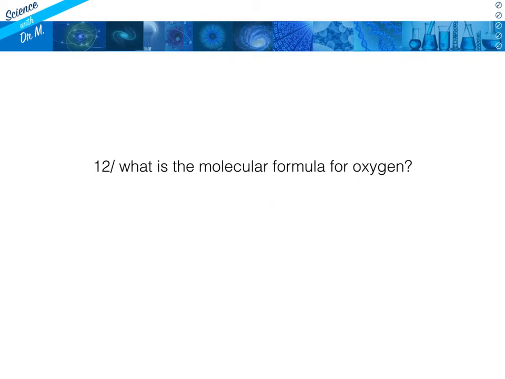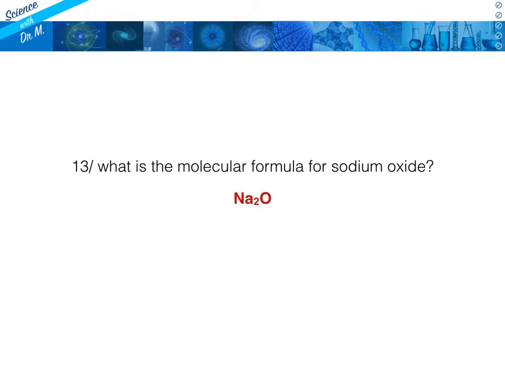H2. What is the molecular formula for oxygen? Molecular formula, so oxygen molecule. O2. What is the molecular formula for sodium oxide? Na2O, because sodium, of course, is Na and it's in group 1, so it forms a 1+ ion.